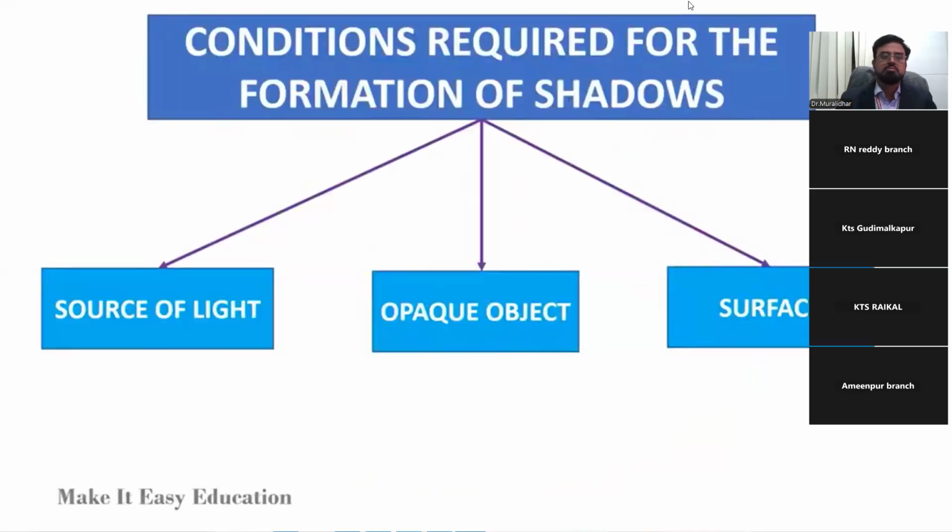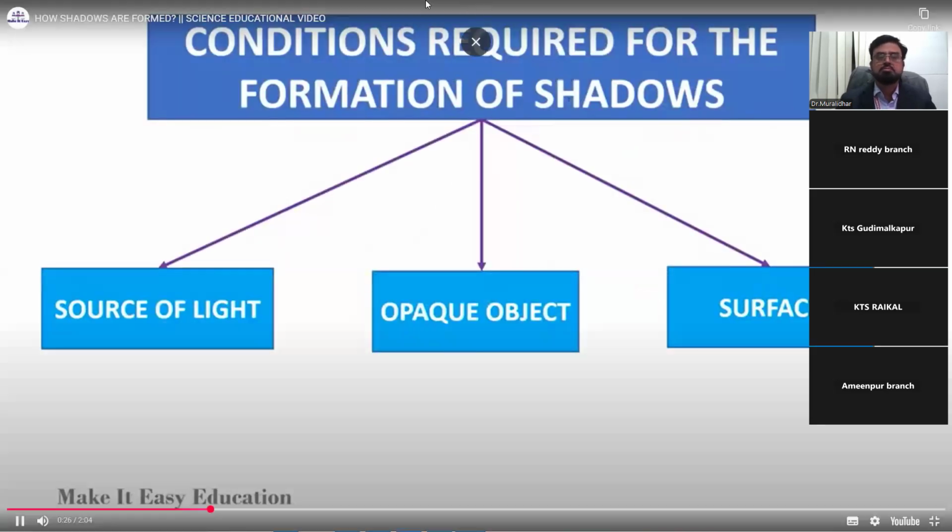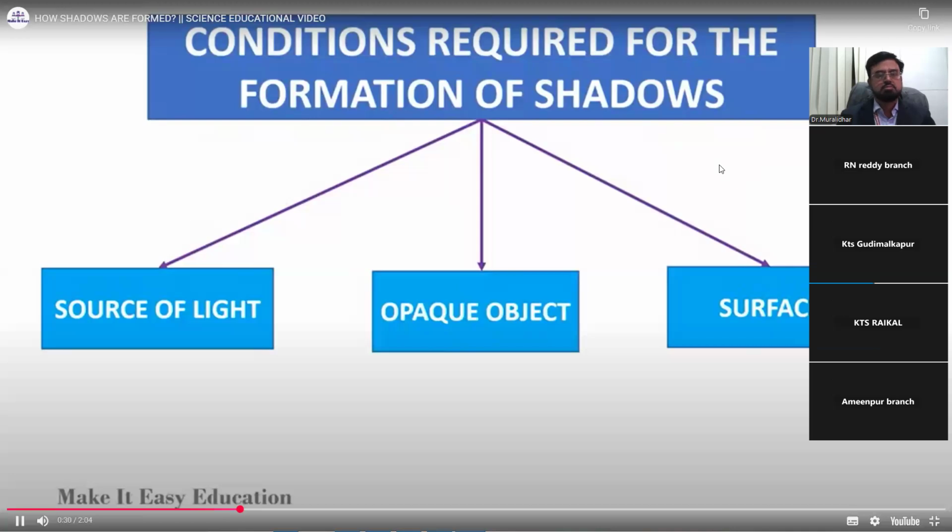Conditions required for the formation of shadows. For the formation of a shadow, we need to have three things. They are a source of light, an opaque object, a surface on which the shadow forms.